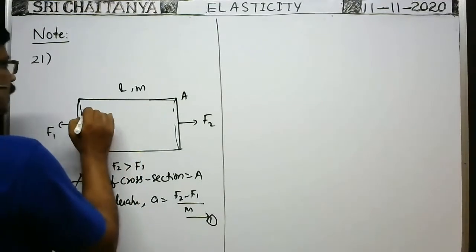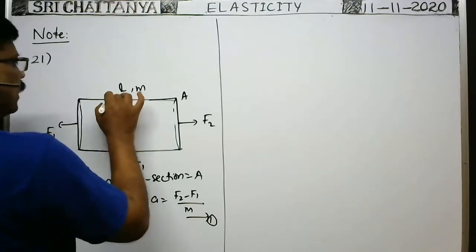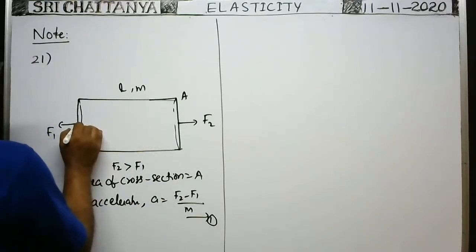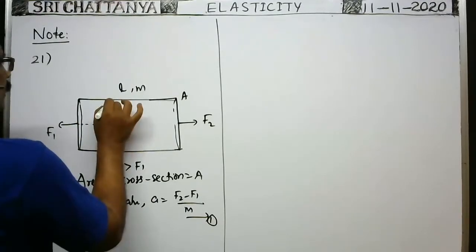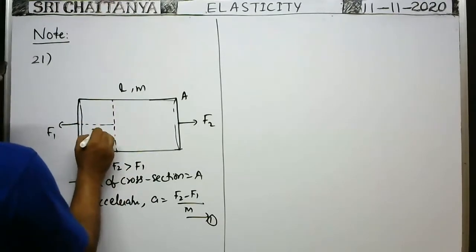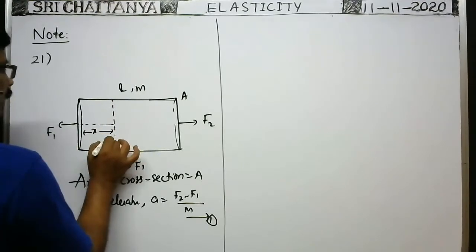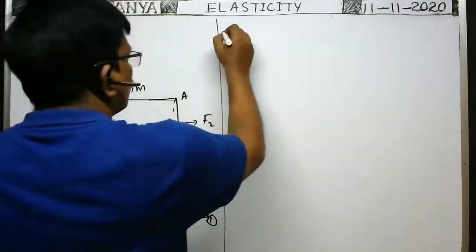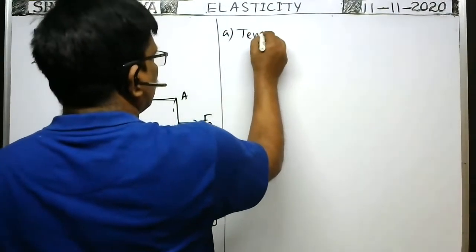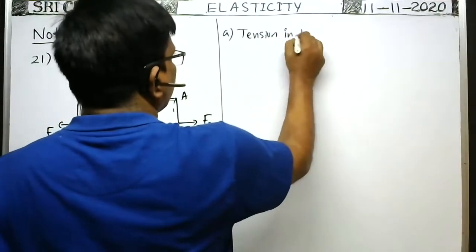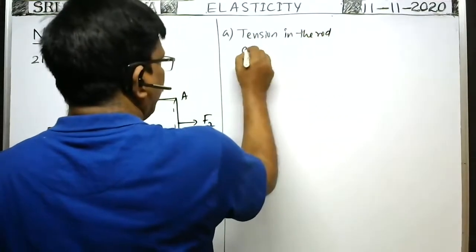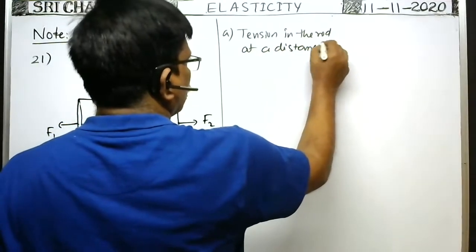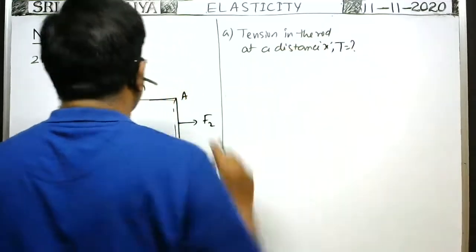What is the tension at the point at a distance x from the left end? Suppose here there is one cell, at a distance x from the left end. What is the tension in the rod, or tension in the string? That is how much? T is equal to question mark. So first one, tension in the rod at a distance x, T is equal to question mark.